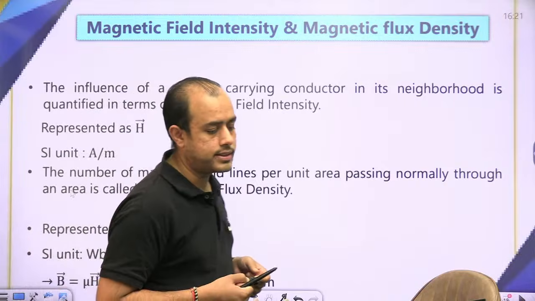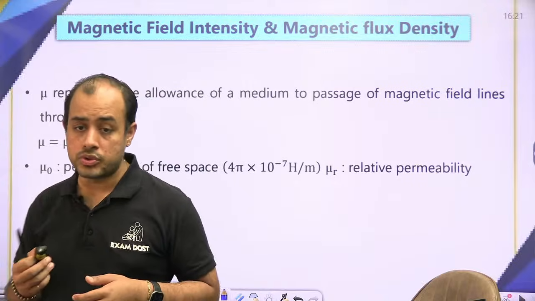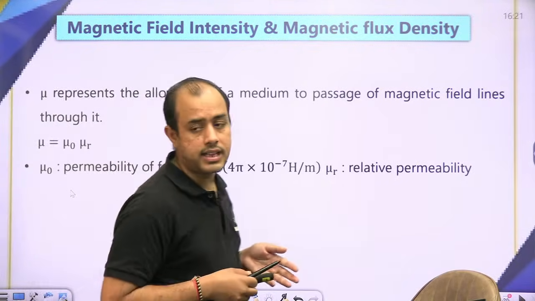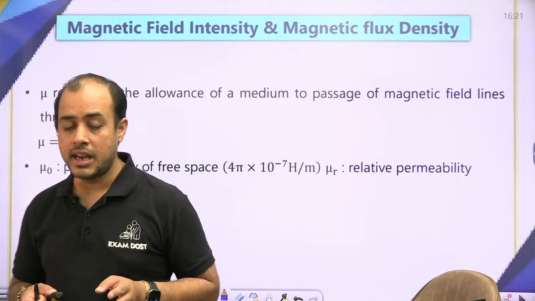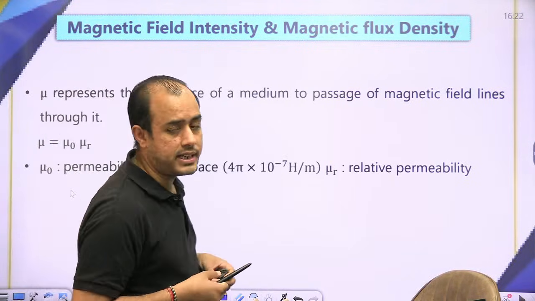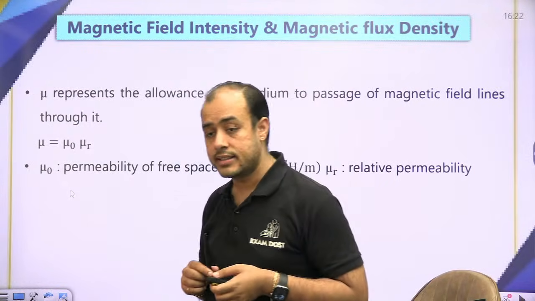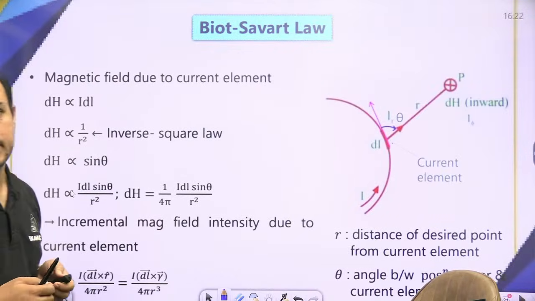Okay. Mu is called permeability. So permittivity is the opposition to the passage of electric field, while permeability is the allowance to the passage of magnetic field. Permeability is mu naught into mu r. Mu naught is the permeability of free space, 4 pi into 10 power minus 7, whose unit is Henry per meter. Mu r is relative permeability.